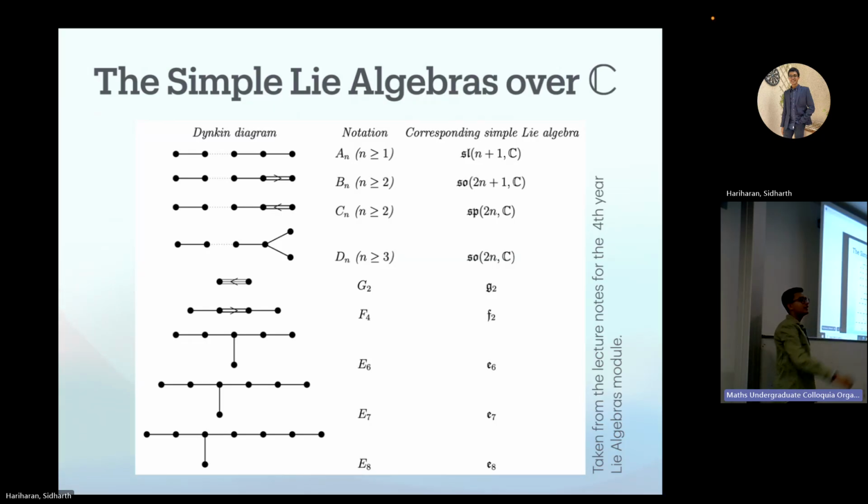Yes. What's the connection between the matrix you use to determine the Coxeter graphs and the Cartan matrix? Remind me what the Cartan matrix is again.